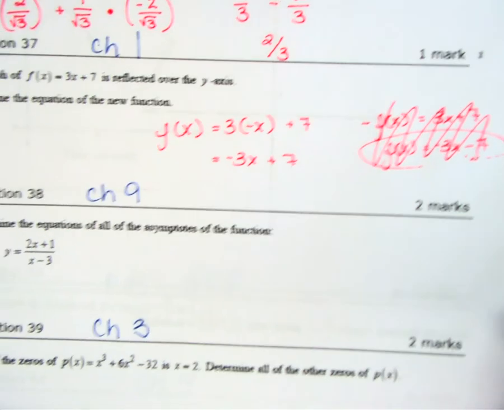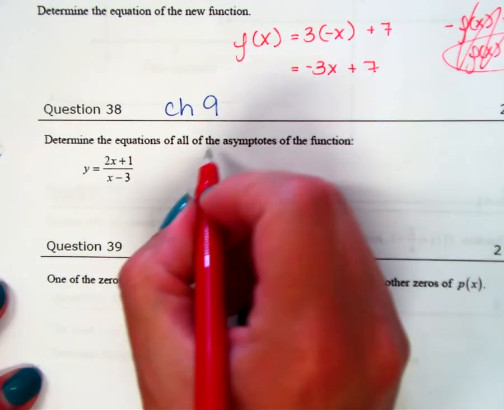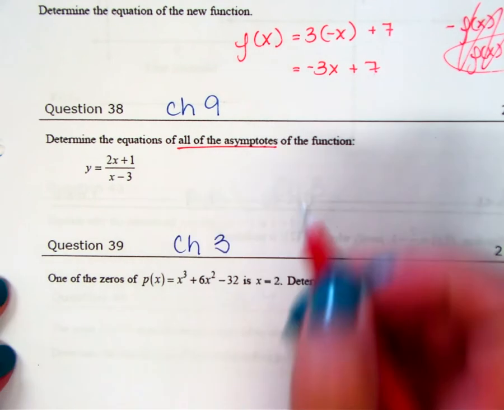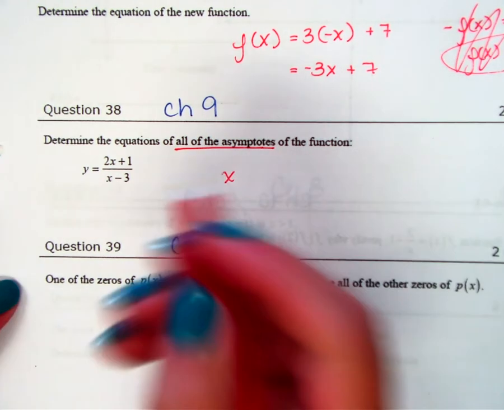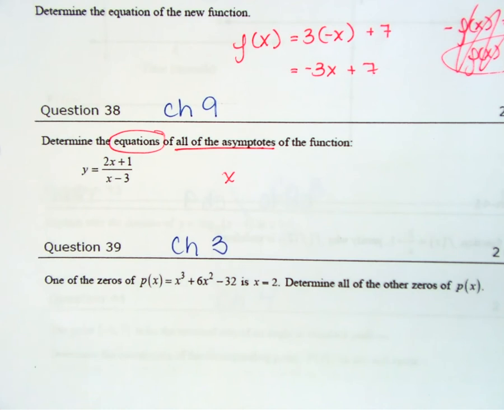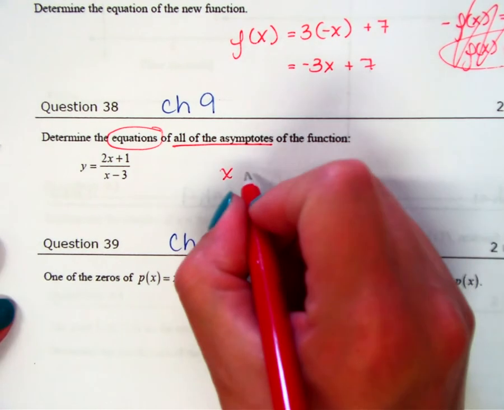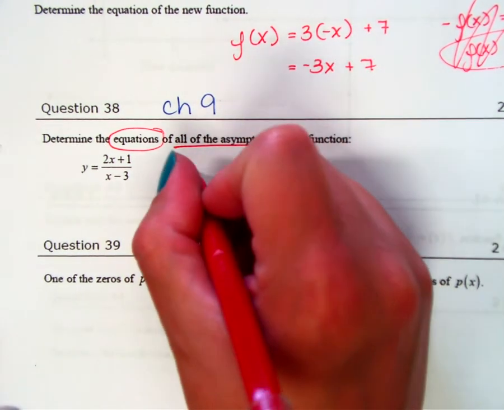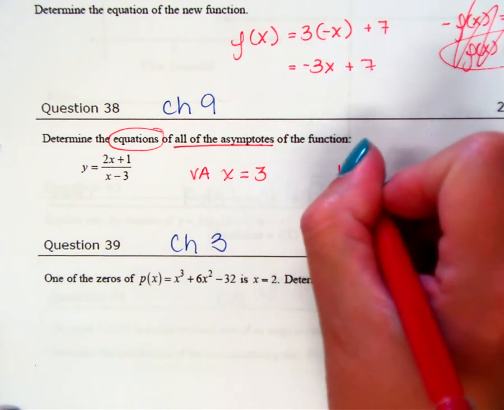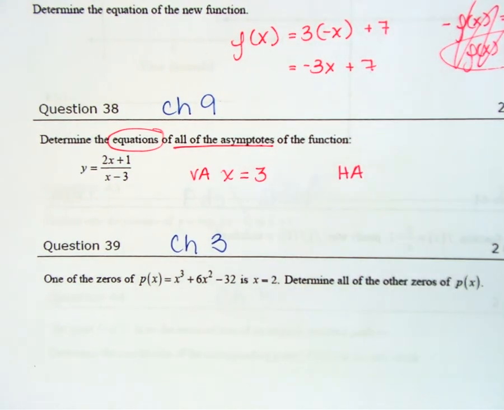Okay, question 38. Okay, all asymptotes. All asymptotes. That includes horizontal and vertical. Yes, horizontal asymptote. So we need to be very careful. It's not a non-permissible value. It's the equation of the asymptote. So it's x equals 3, because that's the equation of that asymptote. Now you need to, so that's your vertical asymptote. What's your horizontal? Nope. Y equals 2.